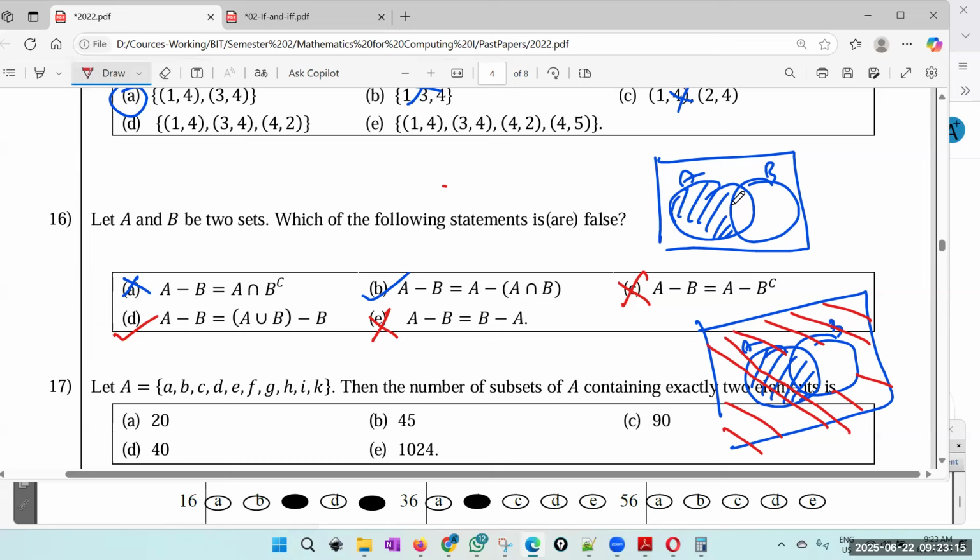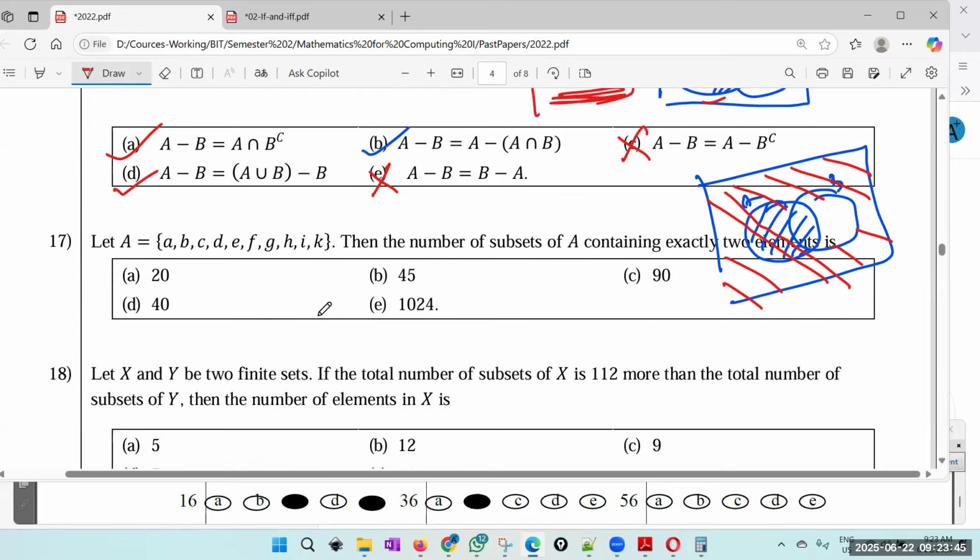A is correct. A minus B belongs to A and not B. Yes, A is correct, right? Belong to A and not belong to B. Correct. So then the answer must be C and E. Right, correct. C and E, correct. So remember, this is false, right? False, not true. You are supposed to mark only false answers. Yeah, C and E. Sorry for that. Okay.